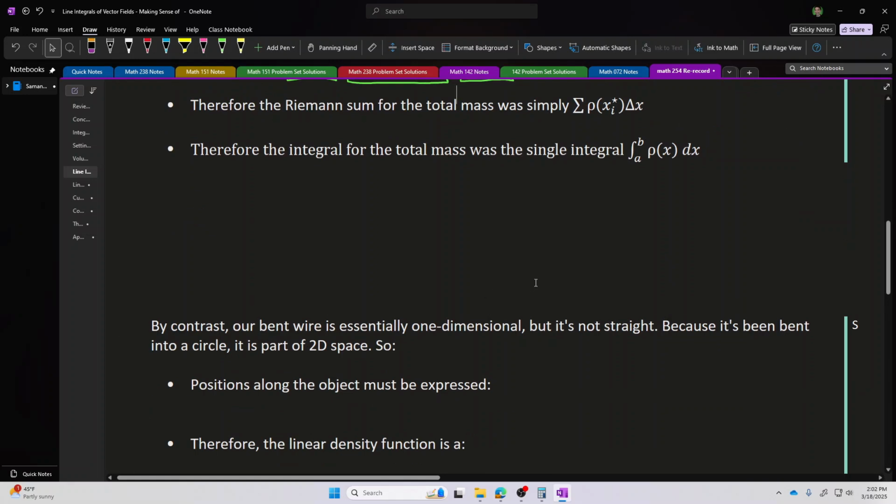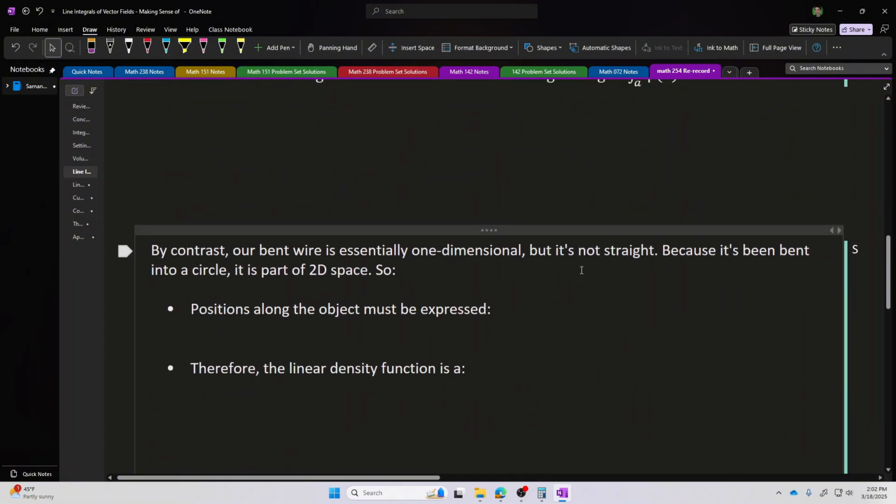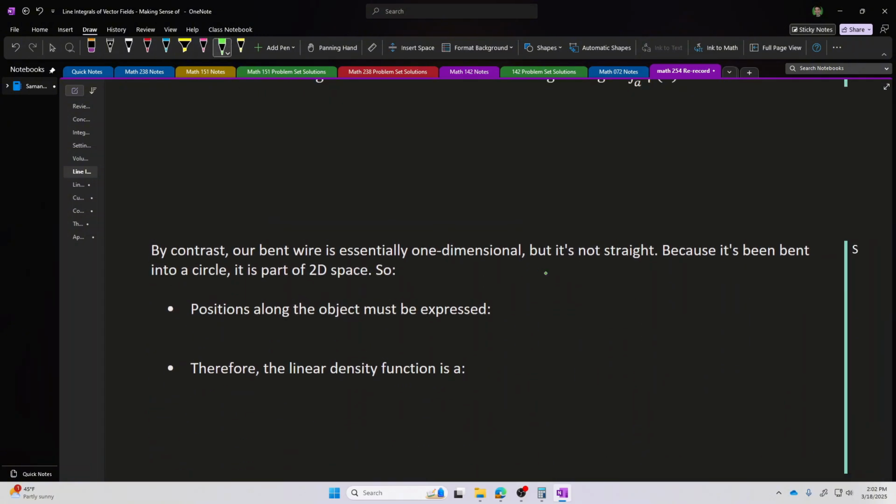So now let's cut back to line integrals of scalar fields. When you are deploying a line integral, you are typically dealing with an object that is essentially one-dimensional, like a rope or a wire, but the object is not straight. It's been bent somehow and curved to occupy two-dimensional space or three-dimensional space instead of just a one-dimensional straight line.